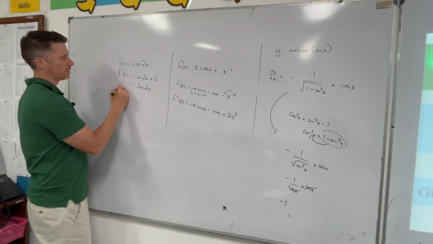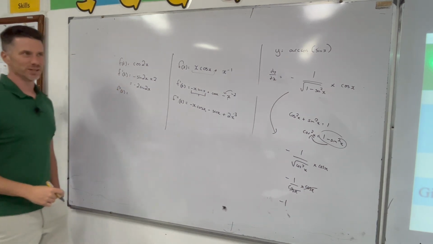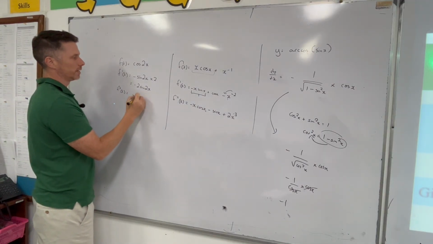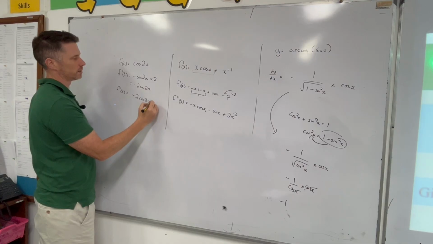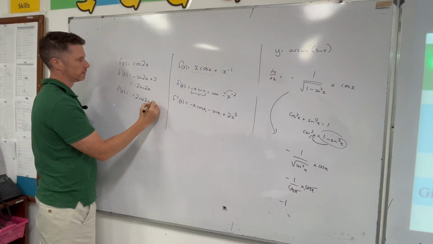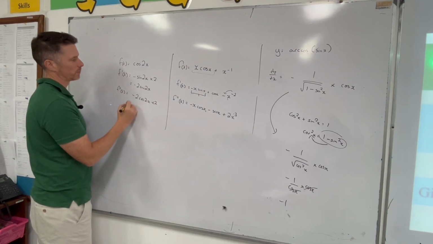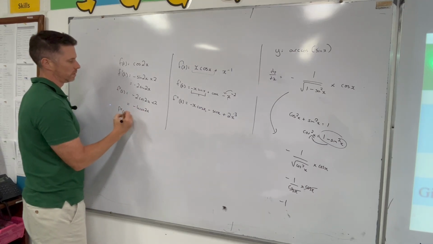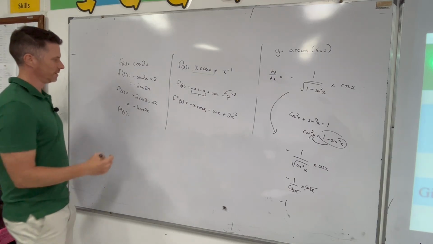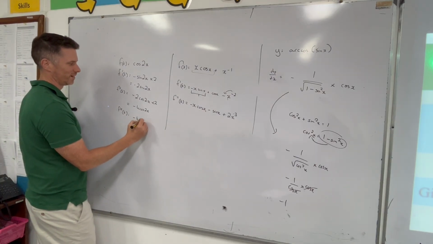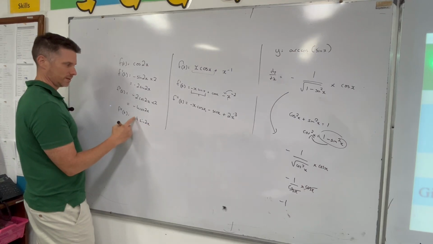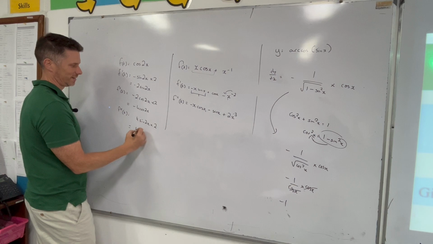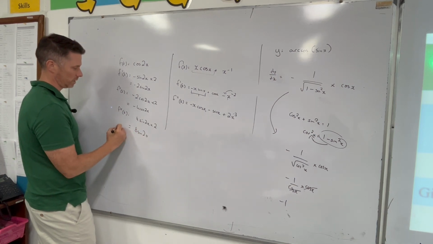All right, now second derivative is -2 cos 2x times 2 again. So that becomes -4 cos 2x. Third derivative, because I asked for it. -4 times -2, so positive 8 sine 2x. Now they want us to substitute into the third derivative.